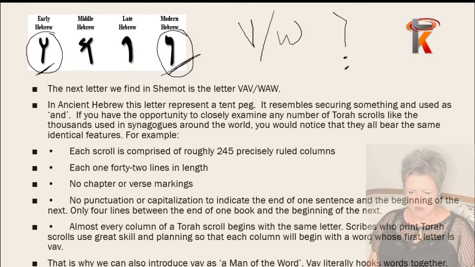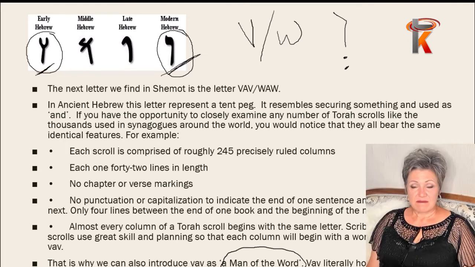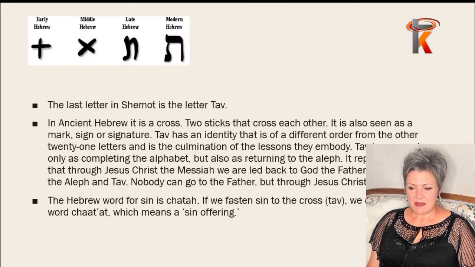And that is why we can also introduce Vav as a man of the word. A man of the word. Vav literally hooks words together. Vav is also the center letter of the Torah, which means the first 5 books of the Bible. The central letter. And Vav is a conjunction letter. So, you see, nothing in the Bible is just there.